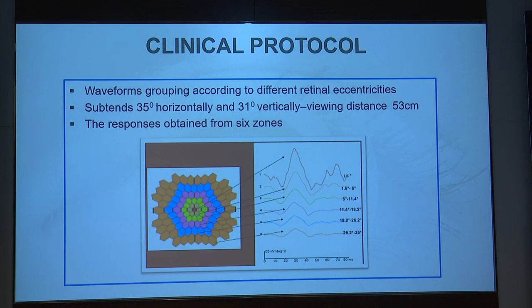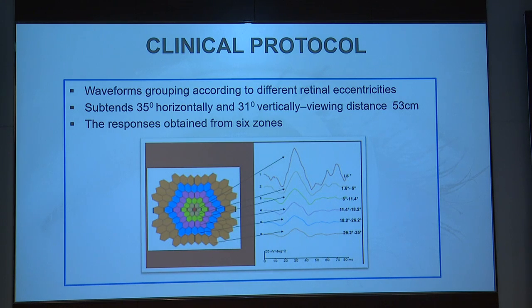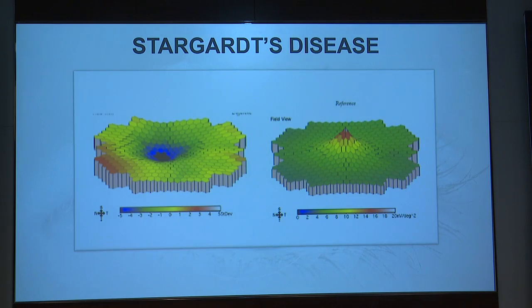The waveforms are grouped in different retinal eccentricities. Horizontally it is 35 degrees and vertically 31, and the viewing distance is approximately 35. The responses are obtained from 6 zones. Why 6 zones? Because there are a lot of drug toxicities and diseases which show the abnormality in the 2nd zone, or sometimes the 3rd zone. And since it is a topographic mapping, it makes your life very easy to understand whether this is normal or not. So it is always compared.